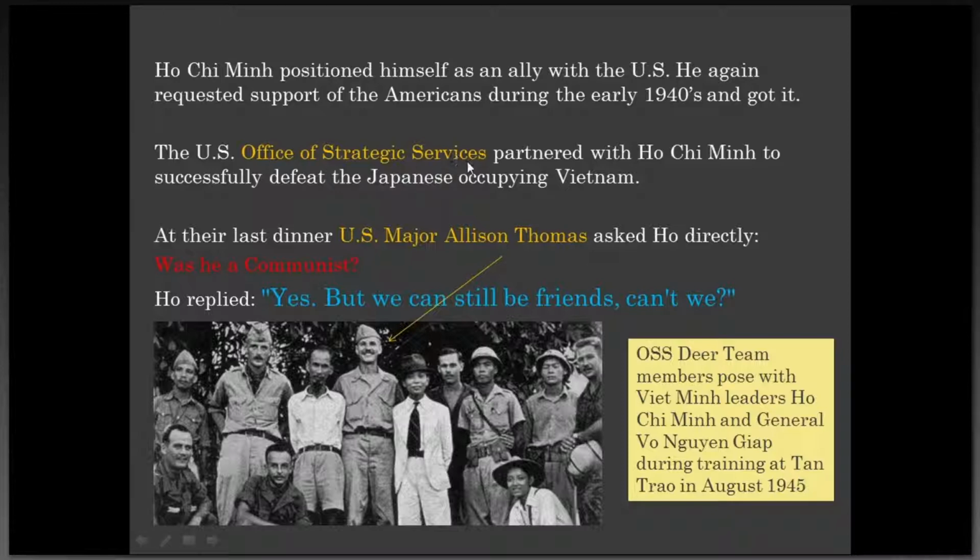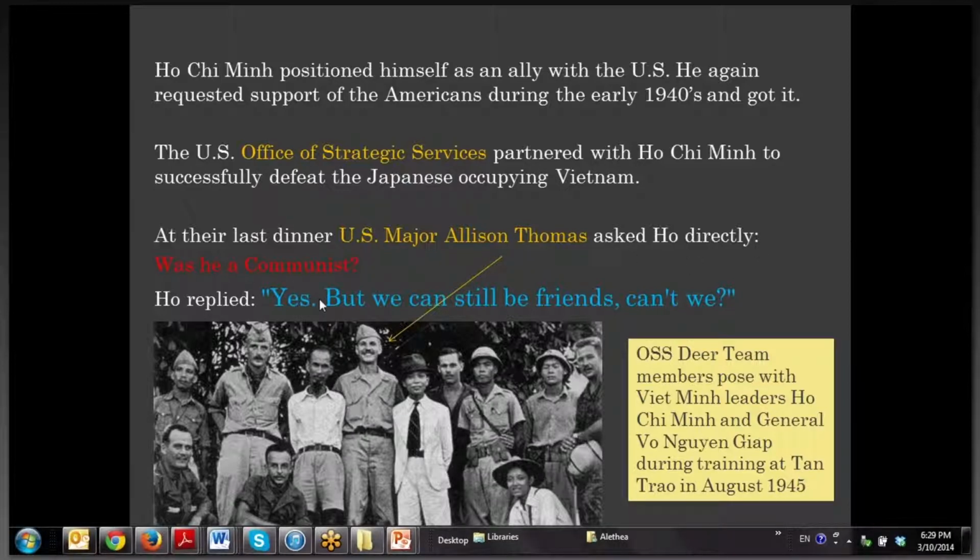The U.S. Office of Strategic Services partnered with a precursor to the CIA. They partnered with Ho Chi Minh to successfully defeat the Japanese who were occupying Vietnam at the height of World War II. So at their last dinner, this is great fun, U.S. Major Allison Thomas, right, this guy here in the middle, asked Ho directly, was he a communist? And Ho Chi Minh replied, yes, but we can still be friends, can't we? Well, history has answered that question as an emphatic no.